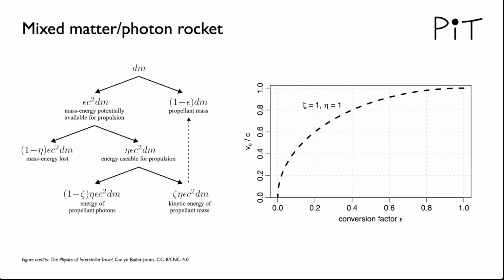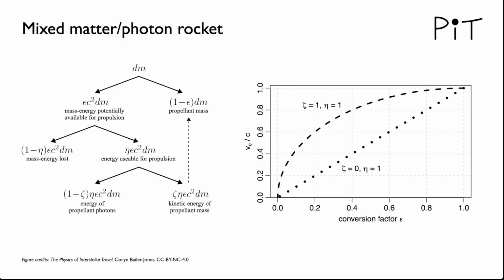The second case, shown here with the dotted line, is also lossless, eta equals 1, but now for a photon rocket, zeta equals 0, meaning there is no energy left to propel any massive particles produced by the nuclear reaction. We see that such a rocket produces a lower effective exhaust velocity than the matter rocket. It only achieves the same velocity once epsilon equals 1, as then none of the original mass goes into producing propellant mass, which would then of course not be accelerated.